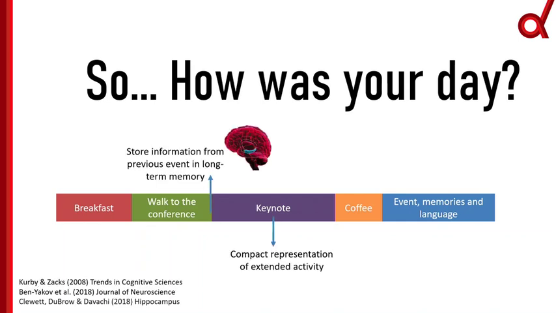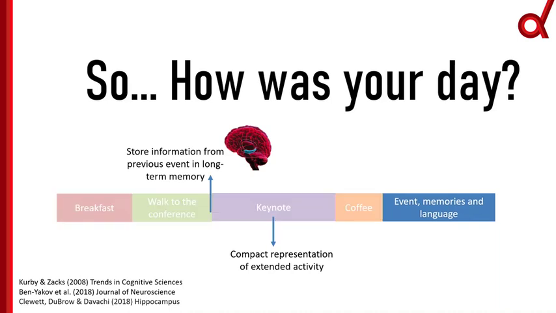The first advantage is that it gives us a very compact representation of the extended periods of activity that we engage in. Second, the moments between distinct events, the boundaries between them, are key moments where we store information from the previous event into long-term memory. It also has advantages for how we process information in the moment. The boundary between the previous event and the current event allows you to free up working memory related to the previous event and to reorient yourself to the current context.